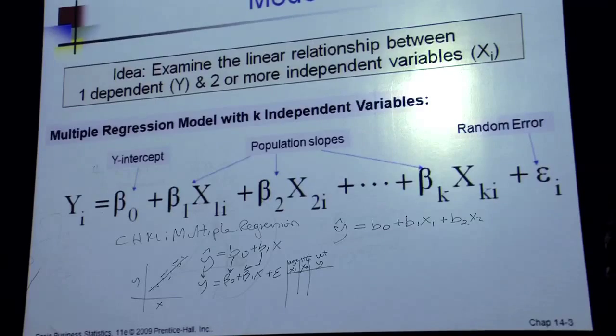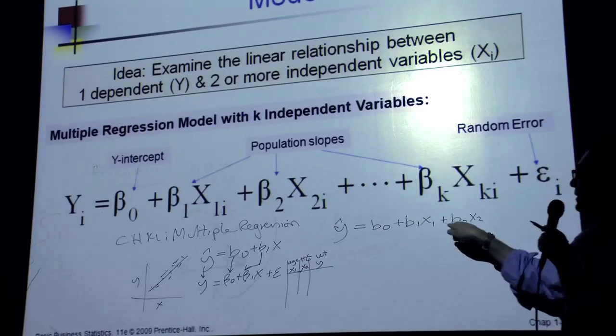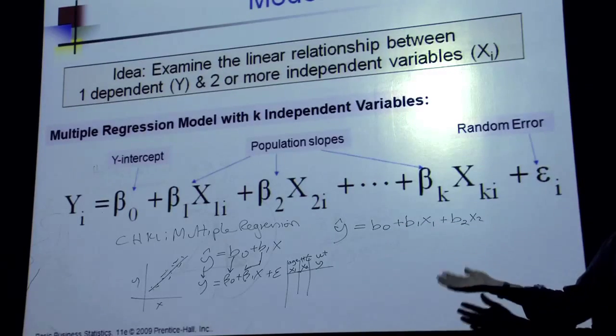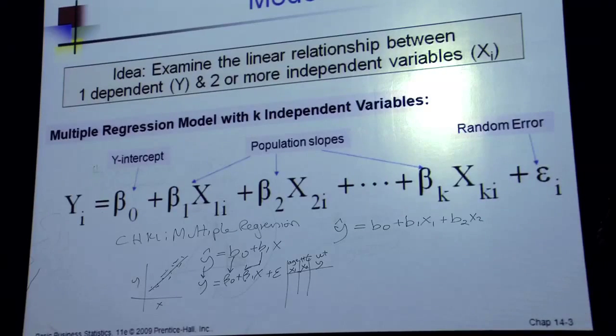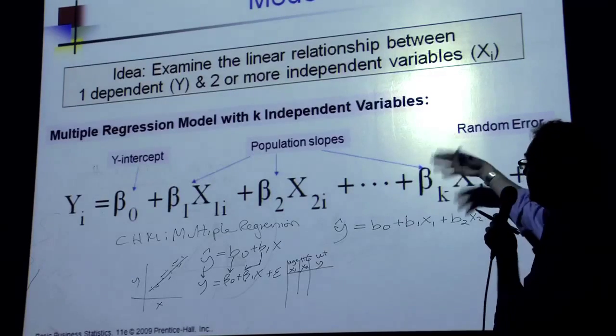So the question is, how do you calculate the b0, the b1, and the b2? And the answer is you don't have to calculate it. You simply produce the printout that I asked you to bring to class today, and then you get the numbers off the sheet, very similar to chapter 13.